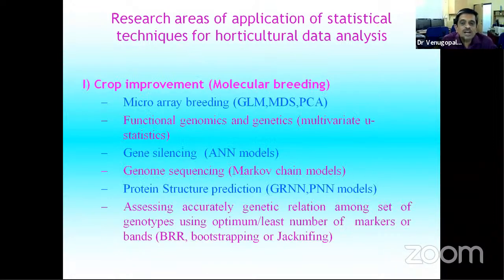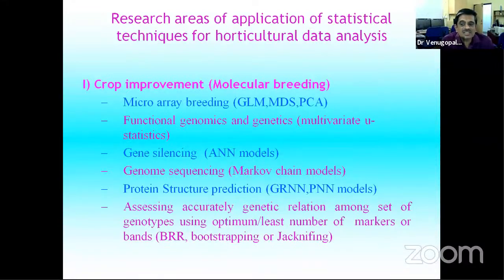Let me come to molecular breeding. The molecular breeders would have accumulated huge gene expression data in microarray experiments, with gene expression data of several conditions generated by them. Now they need to group these genes into homogeneous groups so that it can be productively used. For this, a multivariate tool like principal component analysis can be used.